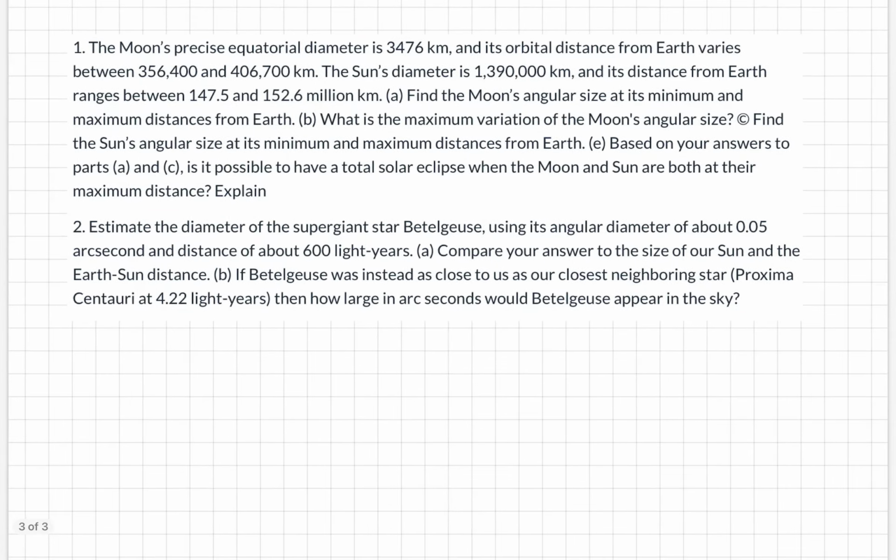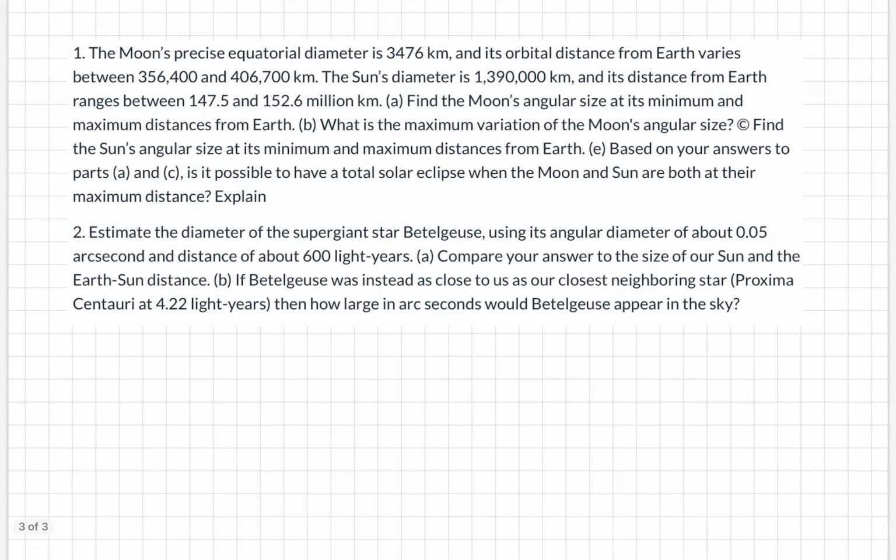So let's start by reading number one. We're told that the moon's precise equatorial diameter, so that's just how big the moon is, how wide across, is 3,476 kilometers. And its orbital distance, so there's an important number right there. Let's go ahead and underline that. Its orbital distance from Earth varies between 356,400 and 406,700 kilometers. So that's its closest at the 356 and furthest distance at almost 407, in terms of hundreds of thousands of kilometers.